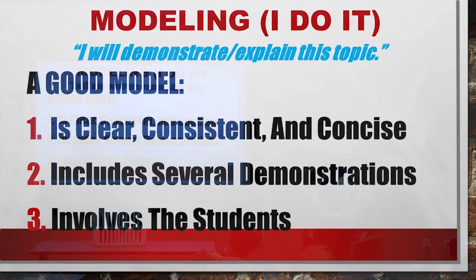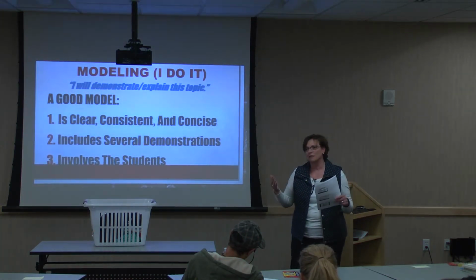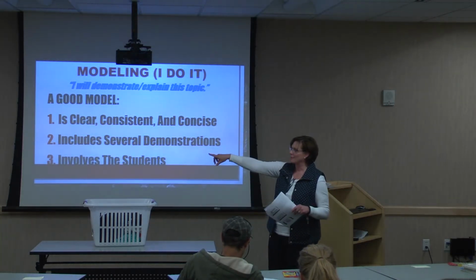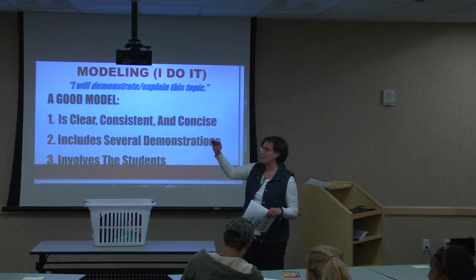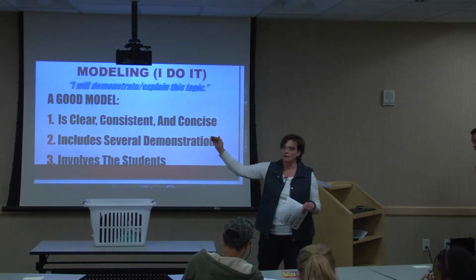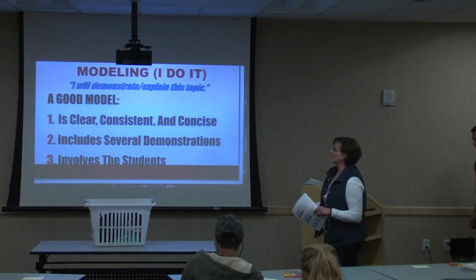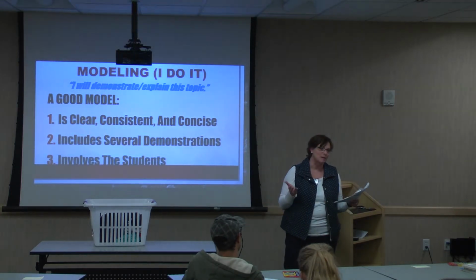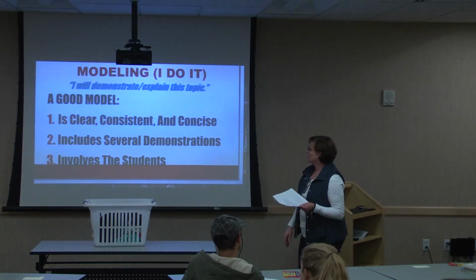Next part, a good model is clear, consistent, and concise. So you're using really simple phrases. You don't want to get too much language in there, especially with a lot of our students who struggle with auditory processing. That's why today we're going to be sorting laundry. So I've already written on the board what the 3 steps are that we are going to do. So it's very clear, concise, this is what we're going to do. You might want to include several demonstrations. So you do it again, you do it again, depending on are they understanding what you're doing? How many times do I need to do this for the student to really understand?